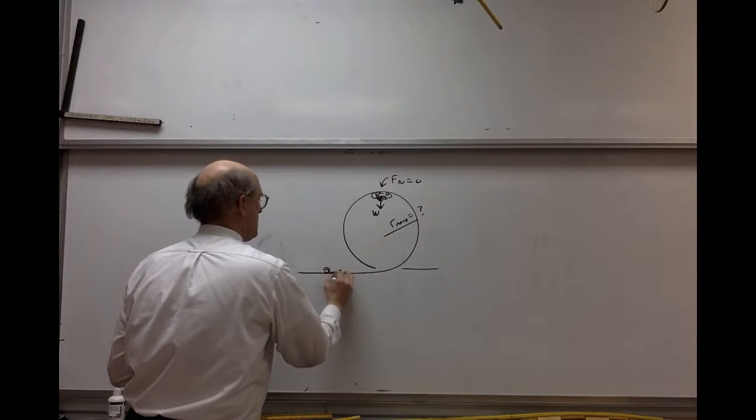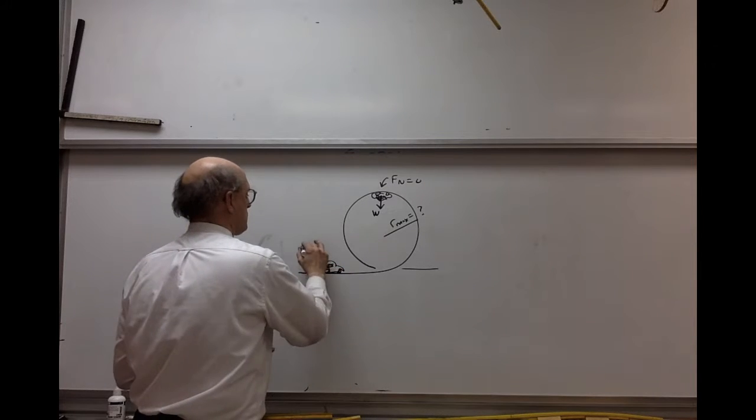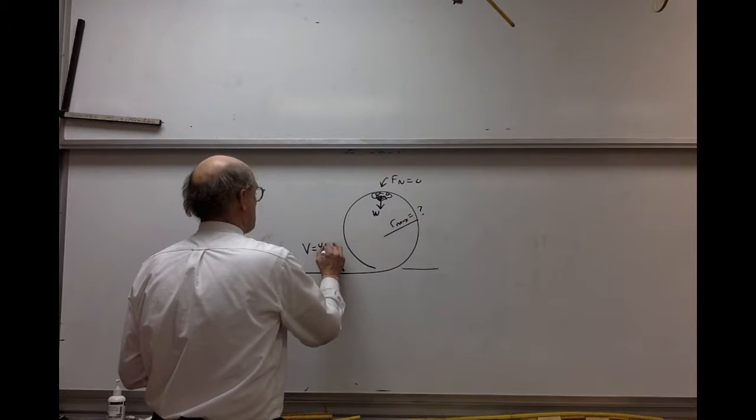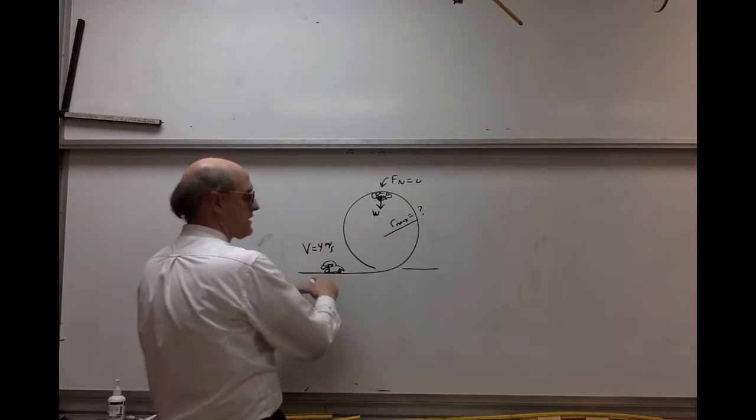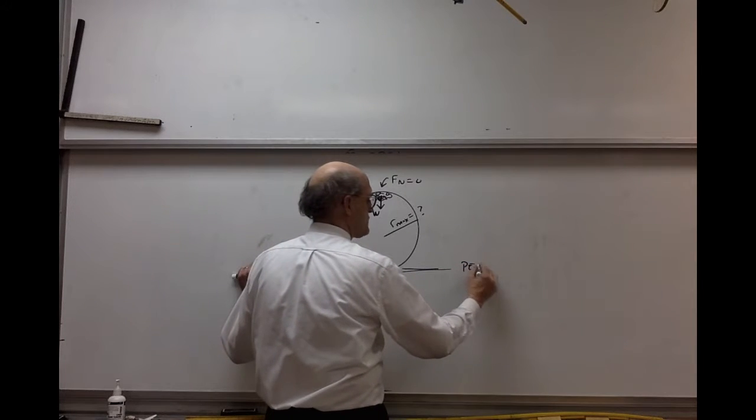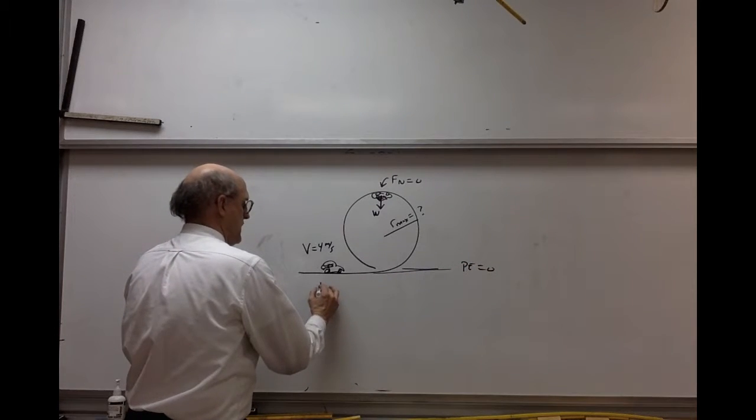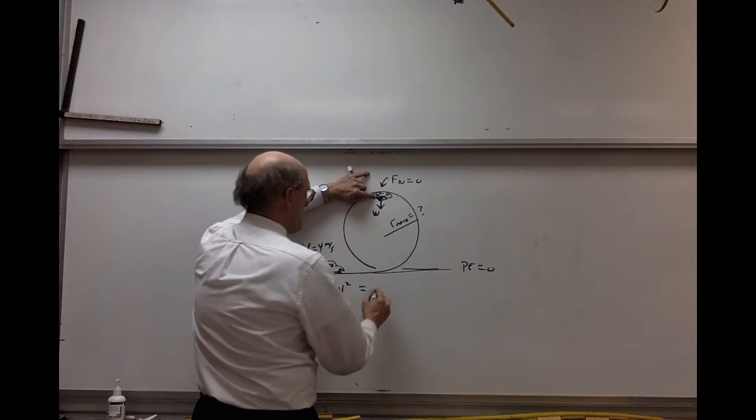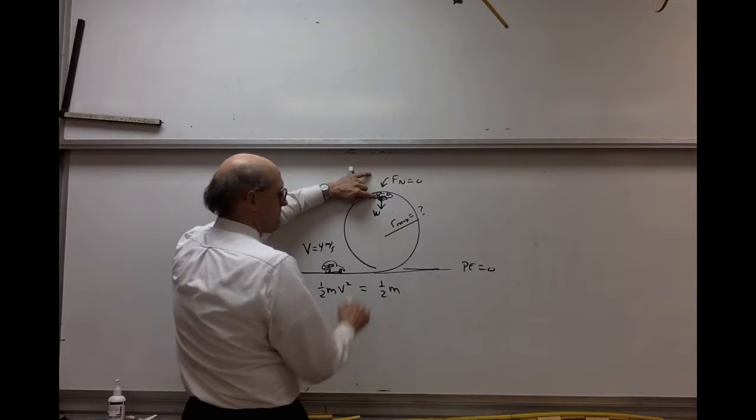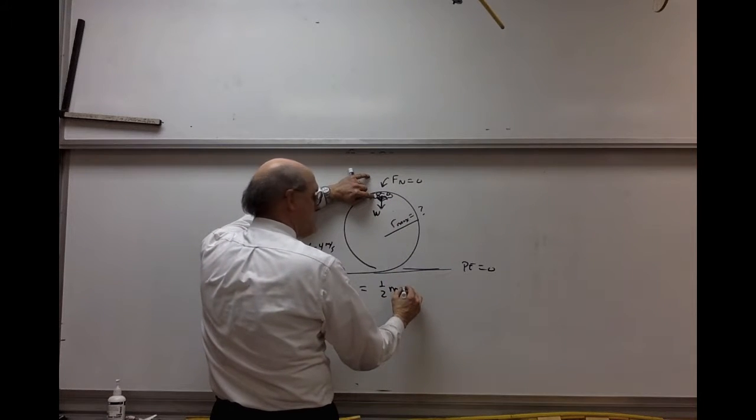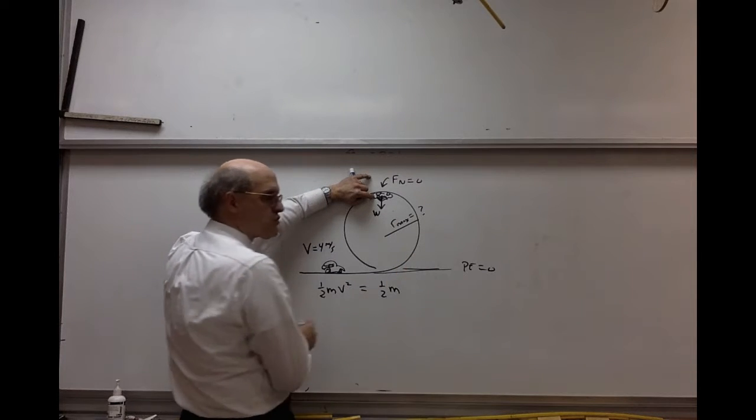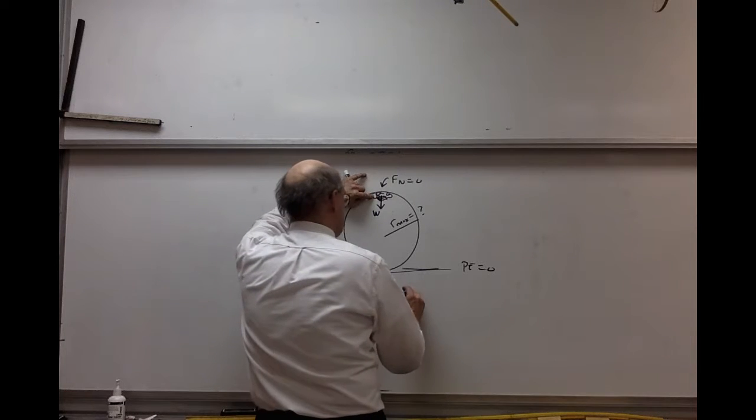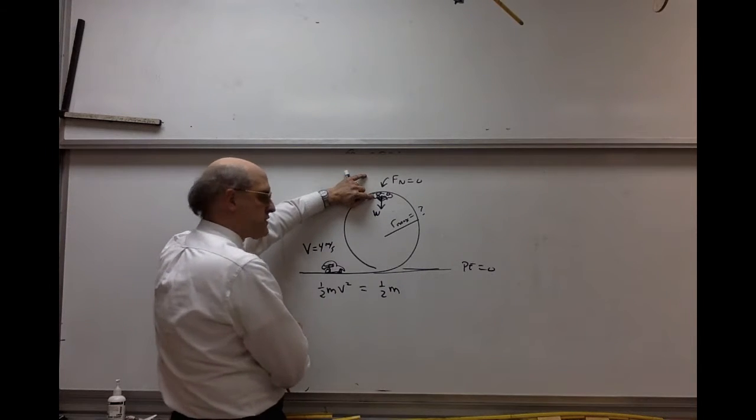Now we know the speed of the car here, and that's given as 4 meters per second. So the energy of the car here I'm going to say is kinetic. I'm going to call this level the zero potential energy level. So we have 1/2 mv squared equals, at the top we have kinetic energy. So speed at the top should be equal to the square root of rg, which we showed in a previous problem.